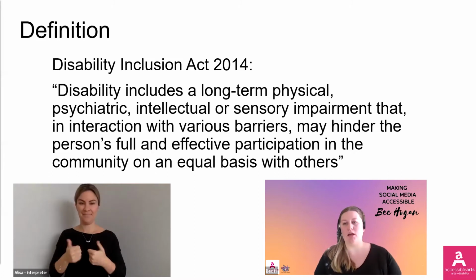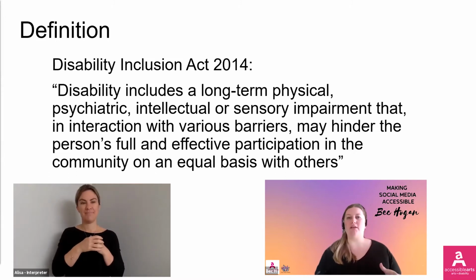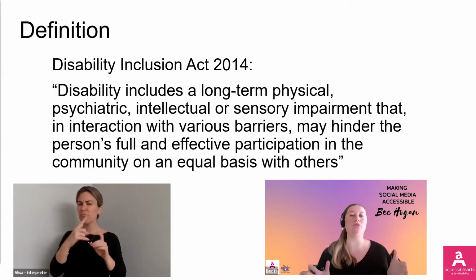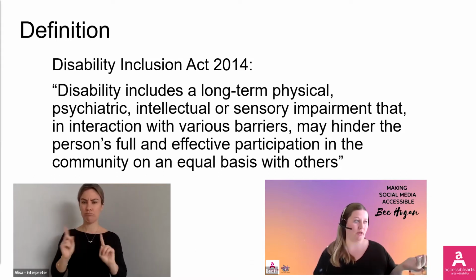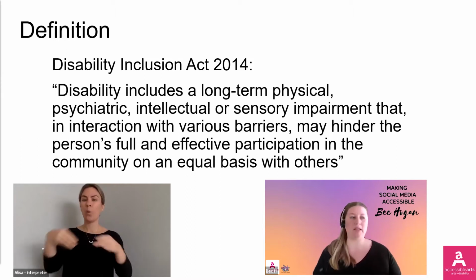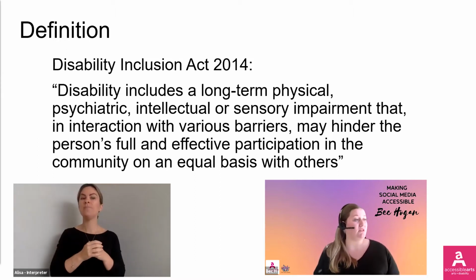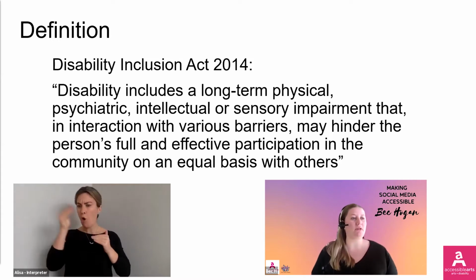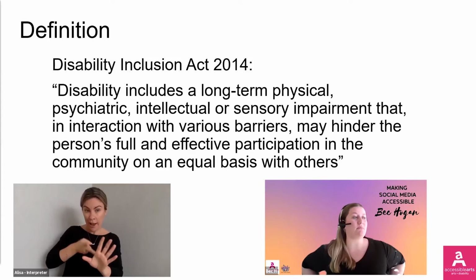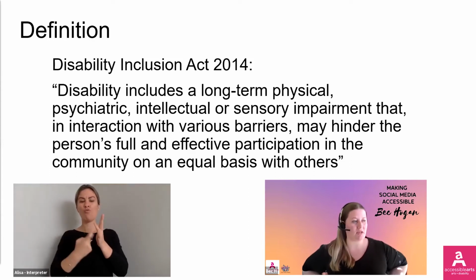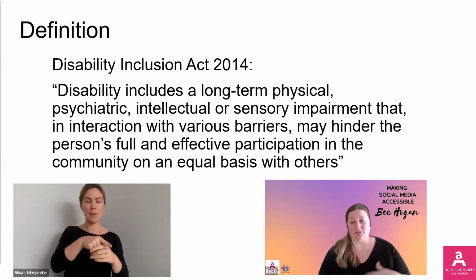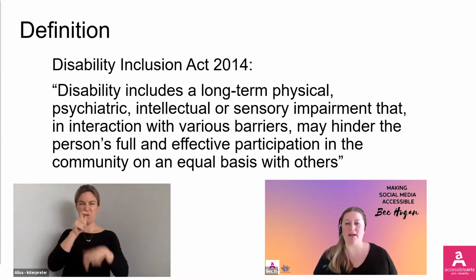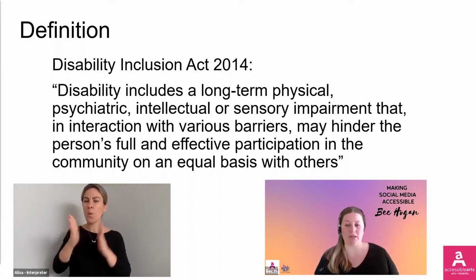All right. I'm just chucking this in so that we all have a very clear idea of what the official definition of disability is. This is from the New South Wales Disability and Inclusion Act 2014. Disability includes a long-term physical, psychiatric, intellectual, or sensory impairment that in interaction with various barriers may hinder the person's full and effective participation in the community on an equal basis with others. I like this definition because even though it's wordy and clunky and comes straight out of a government book, it's the easiest way to get a clear idea of what disability is.